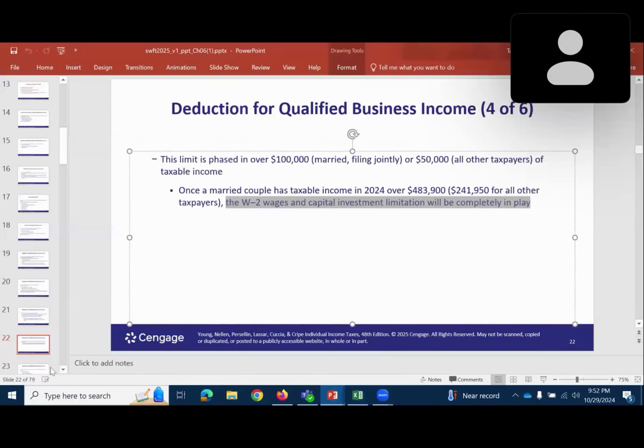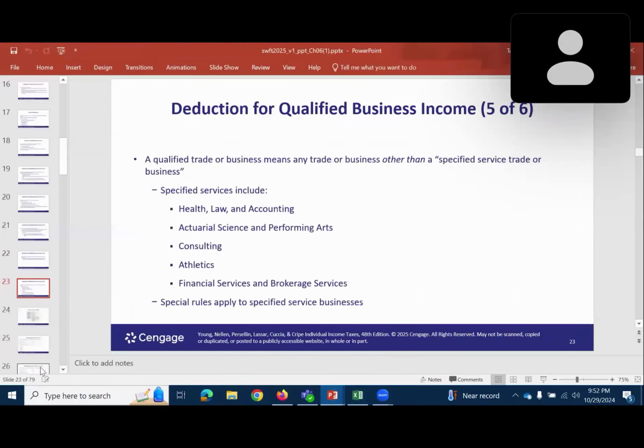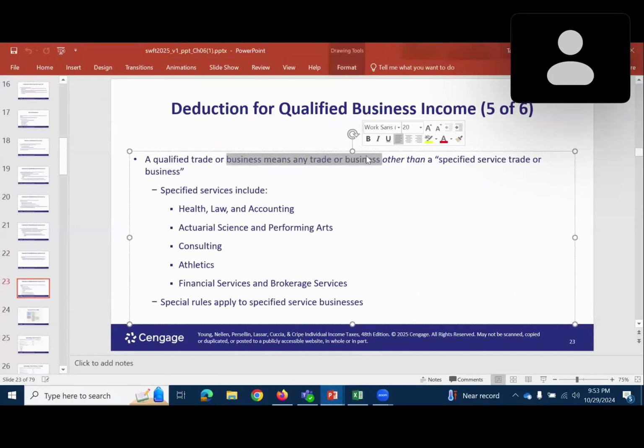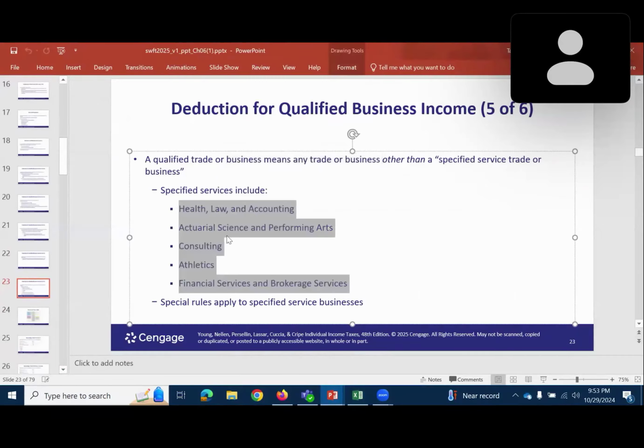Okay, so that's what a QBI deduction is. What is qualified business income? It means any trade or business that you're working in other than these. If you're working in health, law, or accounting, that is not a qualified business. Actuarial science, performing arts, it's not a qualified business. Consulting, athletics, financial services, these are not qualified businesses. So if you have a side business doing any of these, you will not get a qualified business deduction for them.